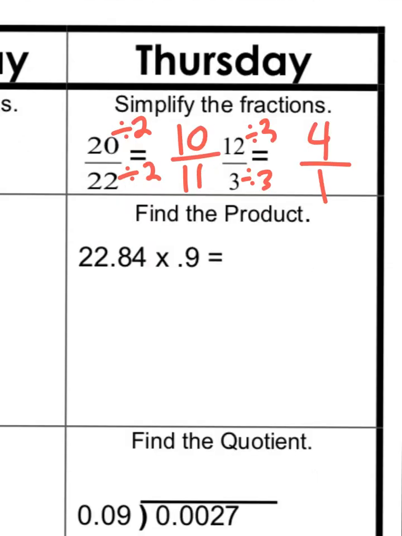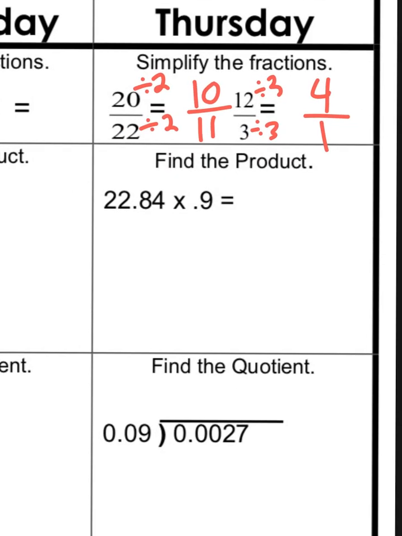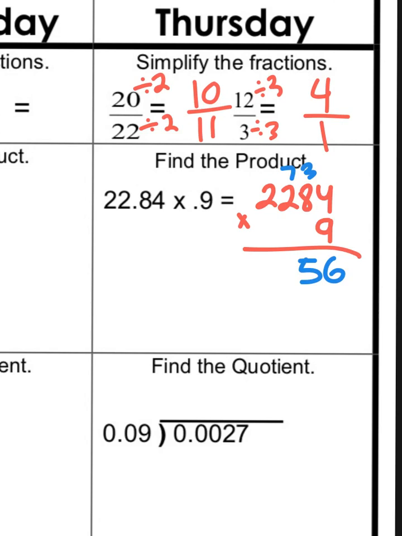We're just going to imagine that it's going to be a whole number, so we're going to do 2,284 times 9. 9 times 4 is 36, carry the 3. 9 times 8 is 72, add 3, 75, carry the 7. 9 times 2 is 18, and when you add 7, you get 25. Carry the 2. 9 times 2 is 18, add 2 makes 20.